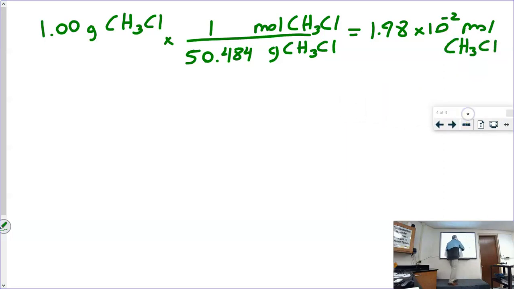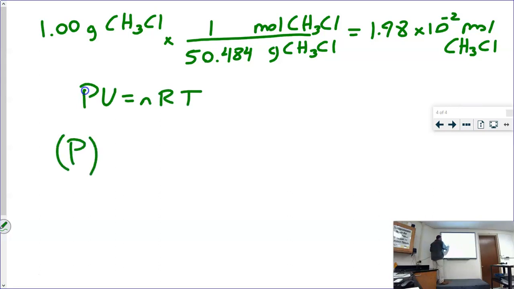And now we're going to use the ideal gas law, PV equals nRT. The end goal is to solve for pressure. We don't know what that is. Volume needs to be in liters. They gave us 2 milliliters. Okay, 2 milliliters is this many liters. Okay, I converted that in my head. If you don't want to do that in your head, please write it out.